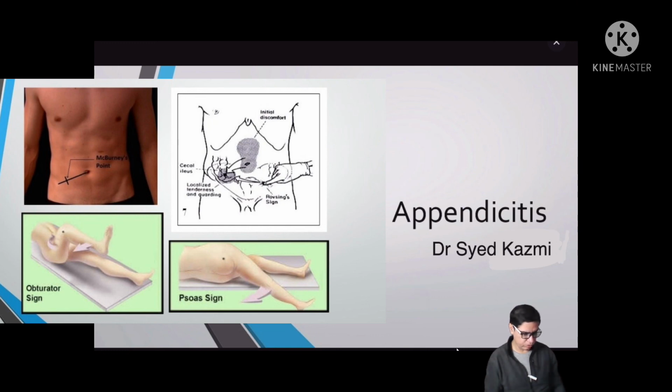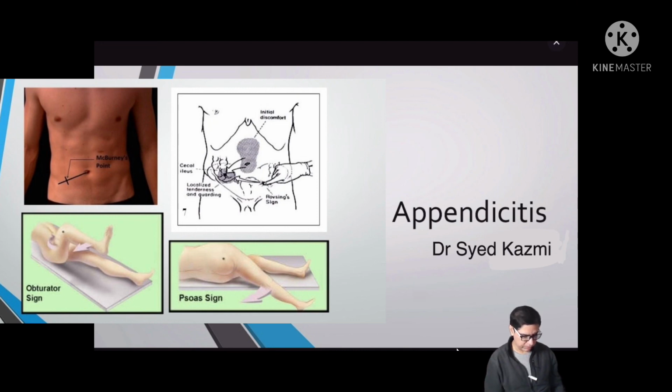Number one, if you draw a line between the anterior superior iliac spine and the umbilicus, the point at the junction of the lateral 1/3 and the medial 2/3 is known as McBurney's point. There is maximum tenderness at McBurney's point. Obviously the whole area is painful, but this is the area, where you can point with your finger, that hurts the most. So it lies on an imaginary line which joins the anterior superior iliac spine with the umbilicus. So there will be maximum tenderness at this point.